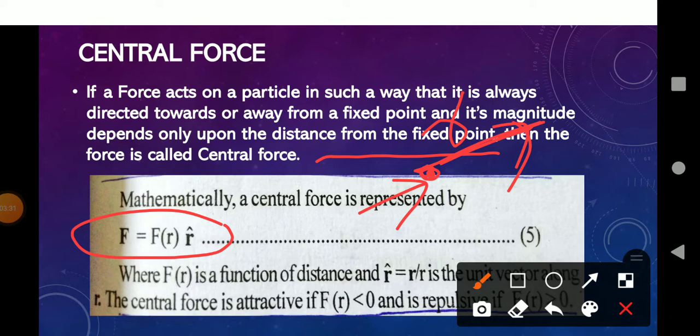And also remember that if F of r is negative, then it is attractive, and if F of r is positive, then the force is repulsive. Okay, so remember that central force.